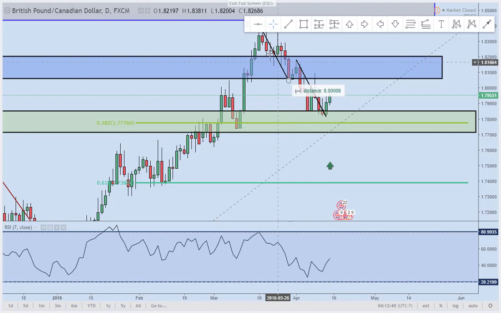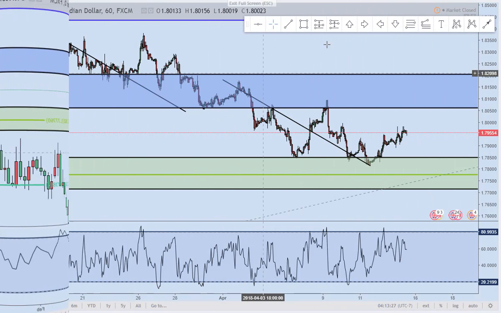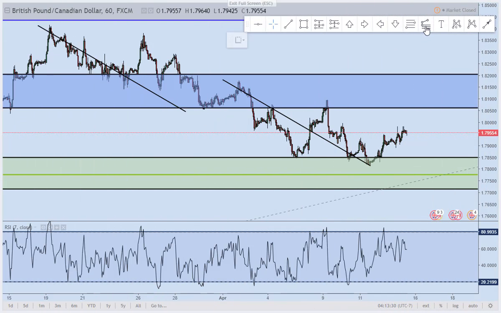After that, we identified an ABCD pattern, which gives us another point. We added our Fibonacci retracement tool, and this gives us another point. So our job is basically done on the higher time frame: identify that we're looking for buying opportunities. So let's head down to the lower time frame to see exactly how we plan to hop on this trade. The first thing I want to add is my extension tool.